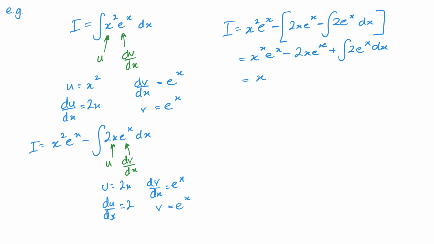Now, I just noticed I wrote x to the power x, what an idiot. So there we are, x squared e to the x minus 2x e to the x plus 2 e to the x plus c. And then we're done. We could factorize out the e to the x, but it doesn't really make much difference in this question.